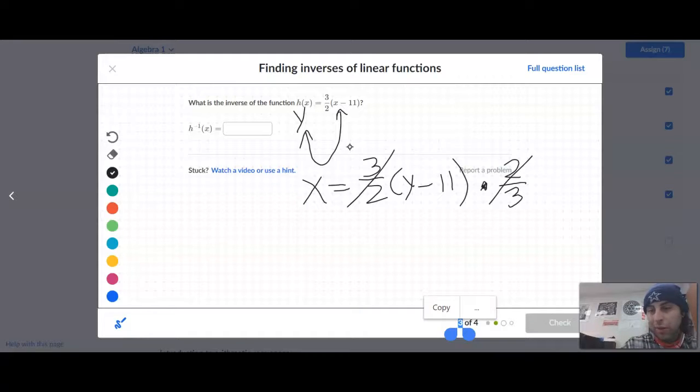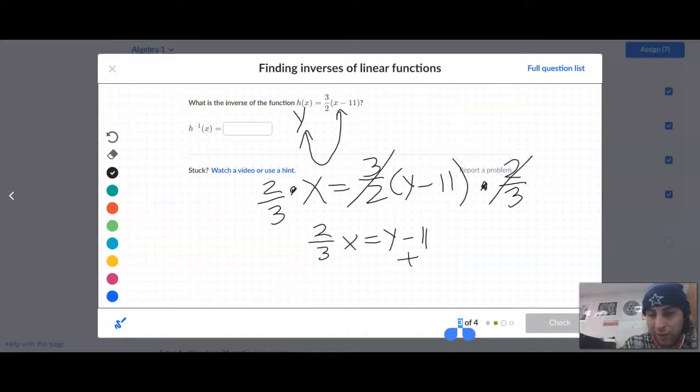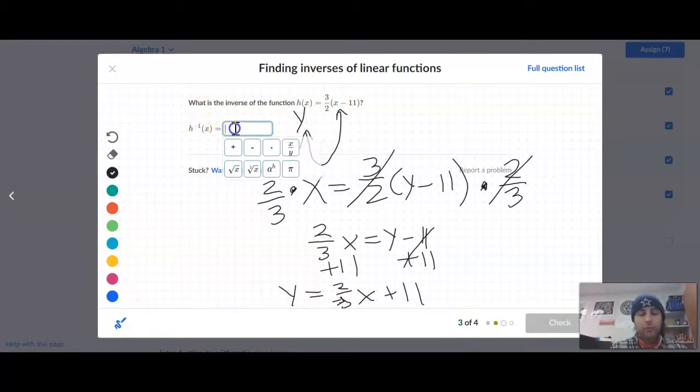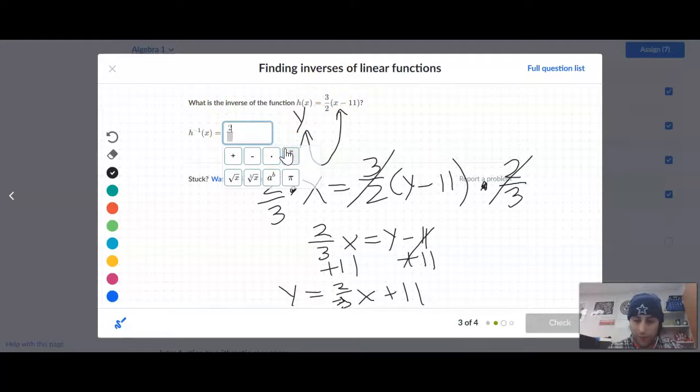And if I multiply 2/3 on the right side, I'm going to multiply 2/3 on the left side. So now I have 2/3 x equals y minus 11. And now my last step to get rid of that minus 11 is to add 11 on both sides. Please remember, 2/3 x and 11 are not like terms. They don't combine. So my y equals is going to be the 2/3 x and the plus 11 after it. Okay, you can use a fraction.